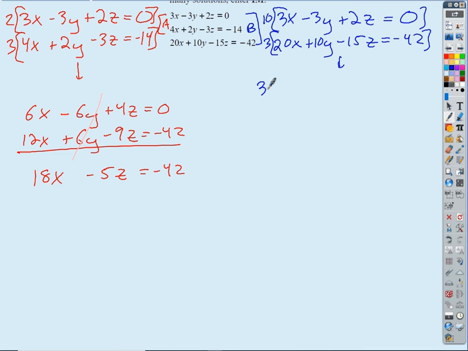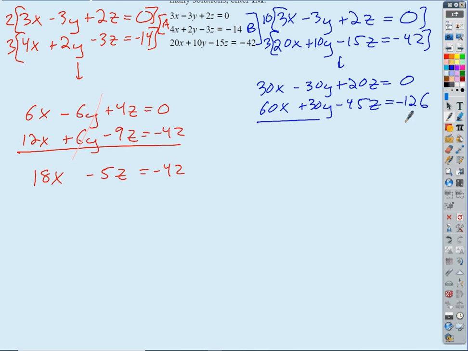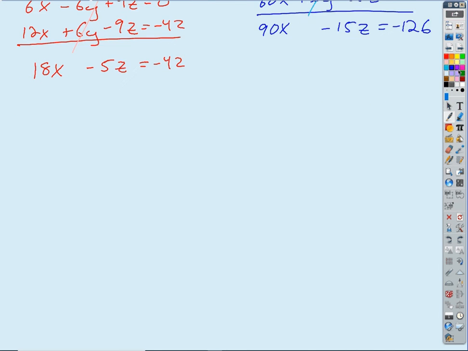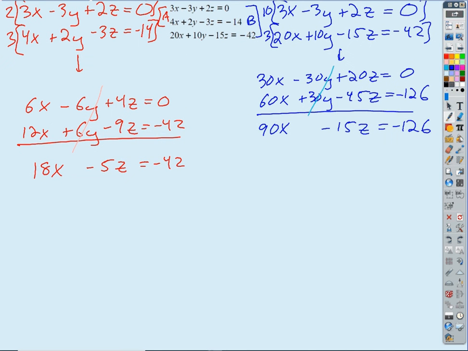And we're going to get 30x minus 30y plus 20z equals 0, 60x plus 30y minus 45z equals negative 126. Add those up, the y's go away, so I'm going to get 90x minus 15z equals negative 126. Now if I combine these two... wait, is it 25? Did I mess that up? 25, you're right, yep.